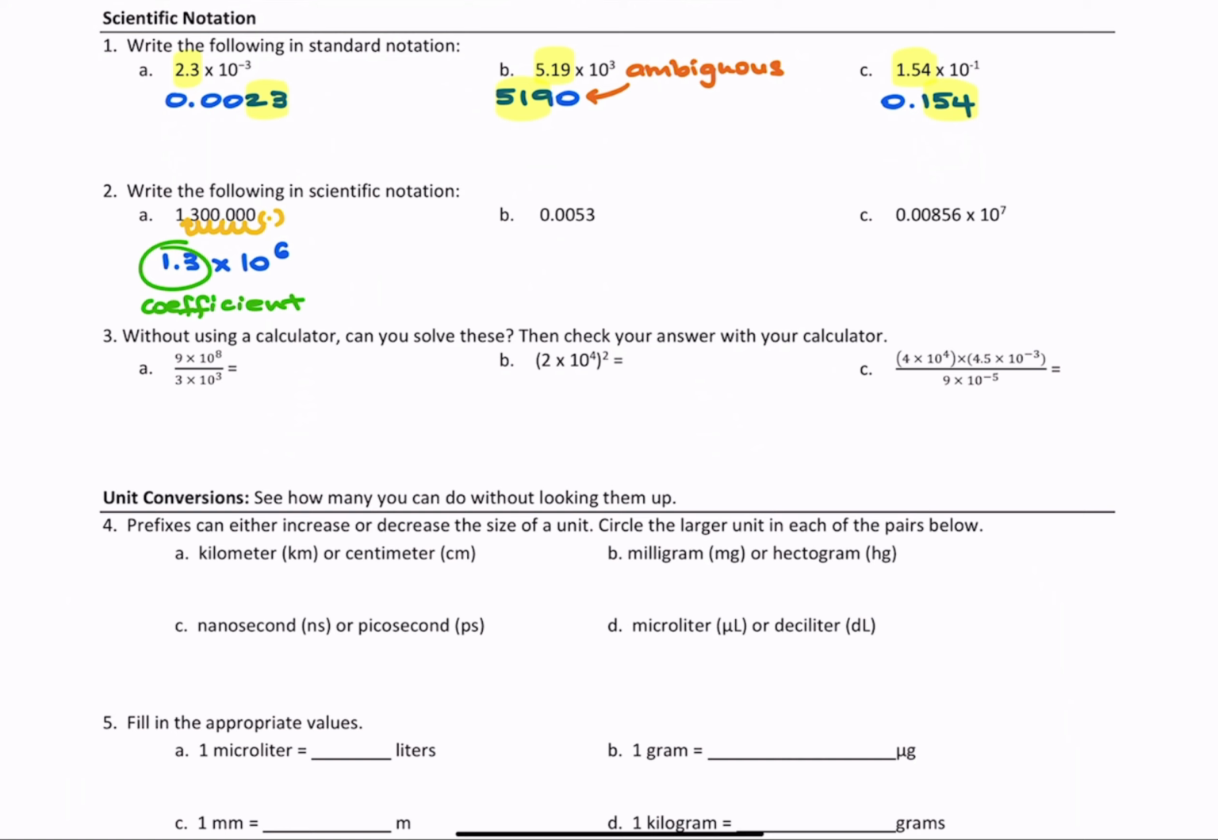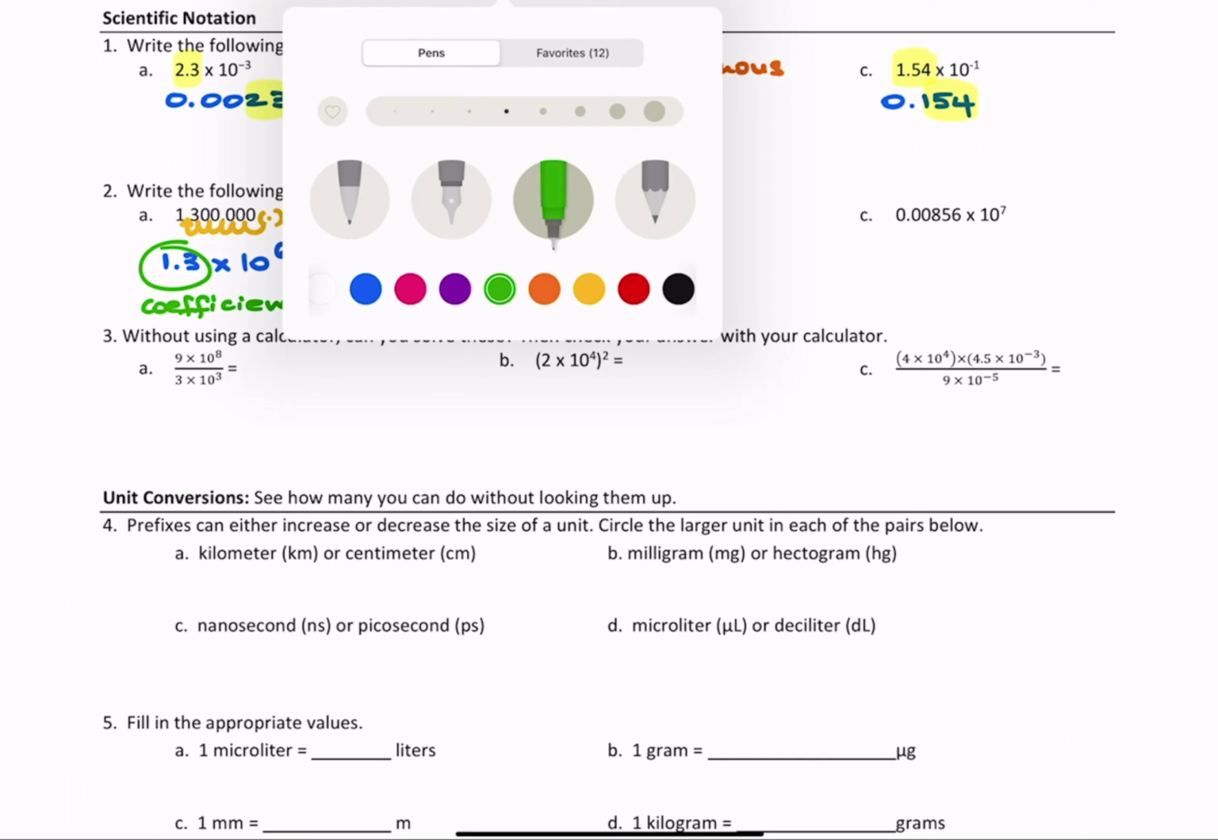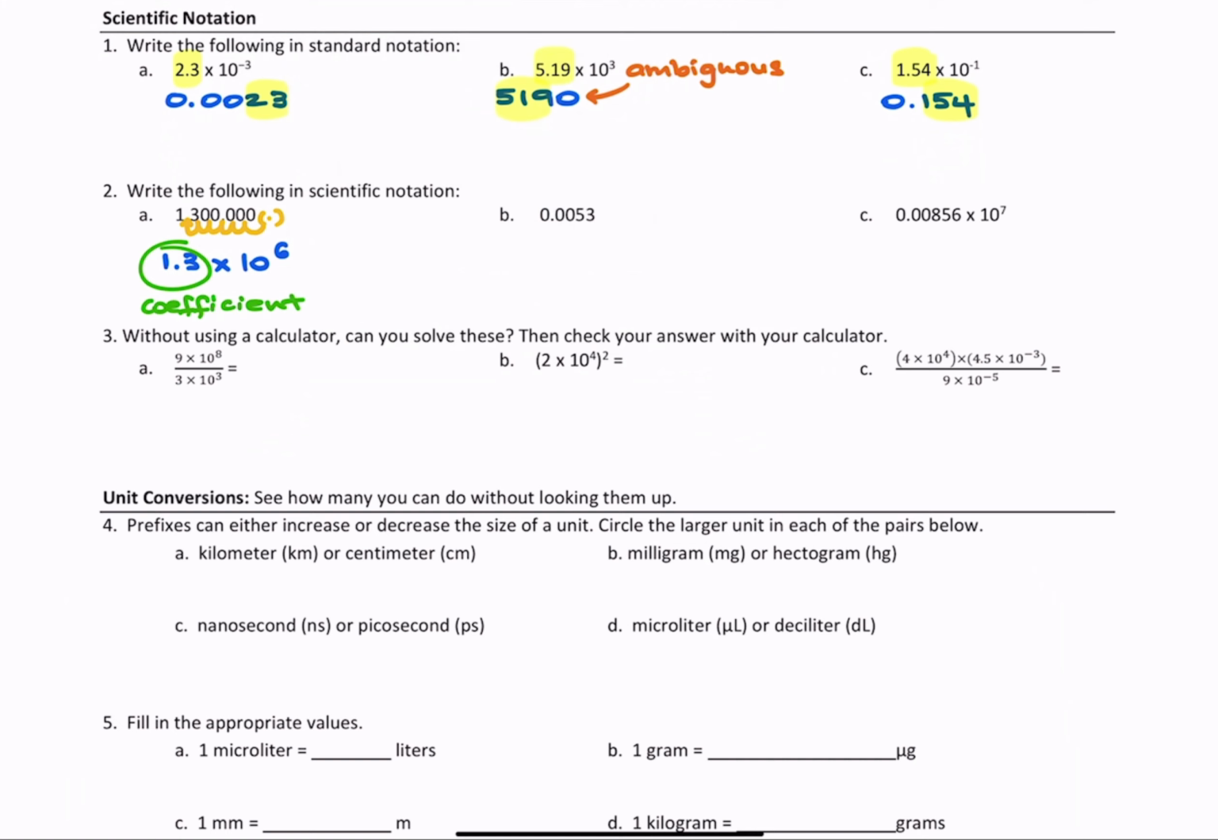0.053. So it's a small number, so we expect a negative power of 10, and we're moving the decimal point to the right 3 times, therefore 5.3 times 10 to the negative 3.